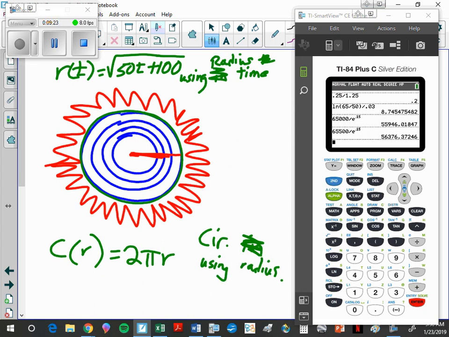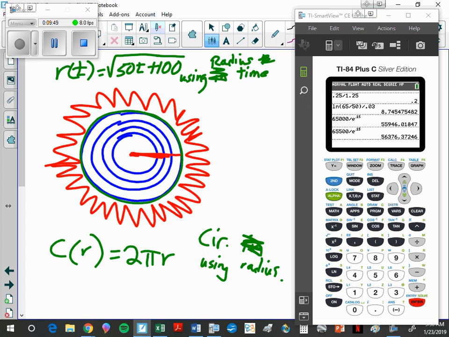Now, there will be a question like this on the test, and it seems really confusing because they're throwing out all sorts of variables, but it's really pretty simple. We want to know how big is the circle going to be when I'm ready to spray? Well, the circle gets bigger every day. The radius gets bigger every day. And when the radius gets bigger, the circumference gets bigger.